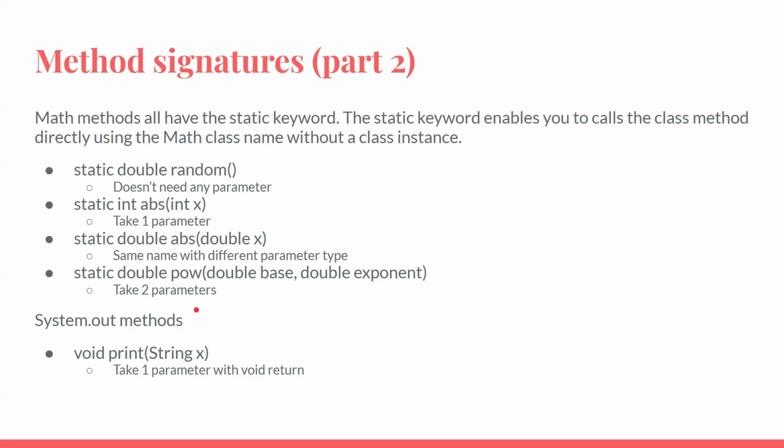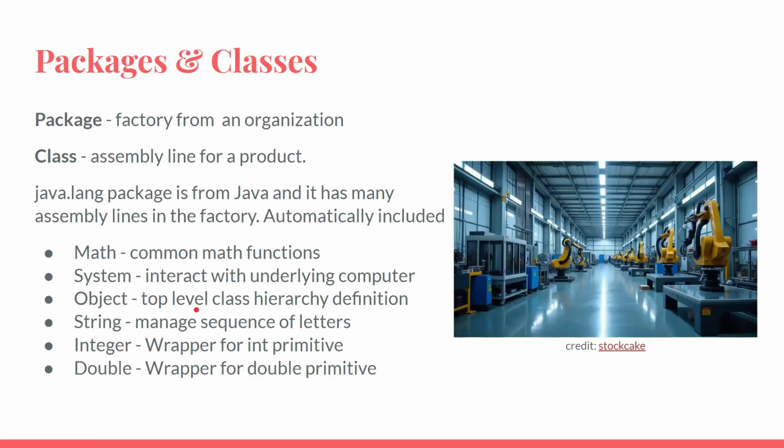Lastly, the print method has void as its return type. Since the print method's effects are quote-unquote dispersed into the computing environment outside the program detail, void is used as the return type. Let's keep zooming out.